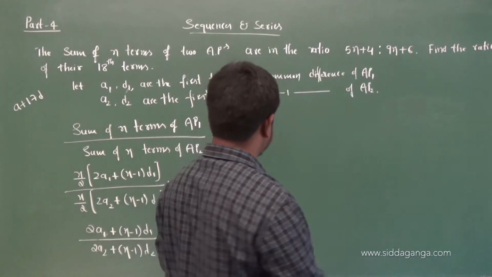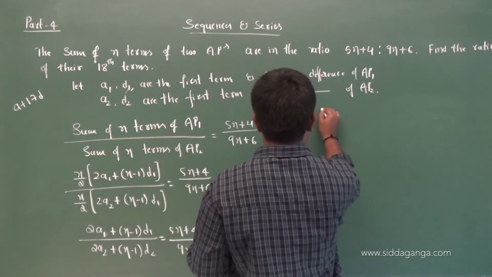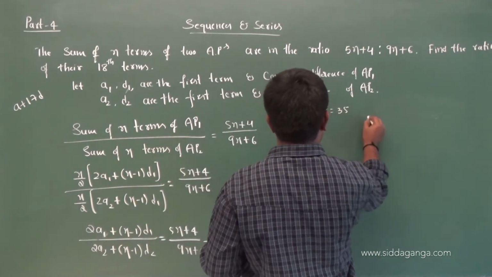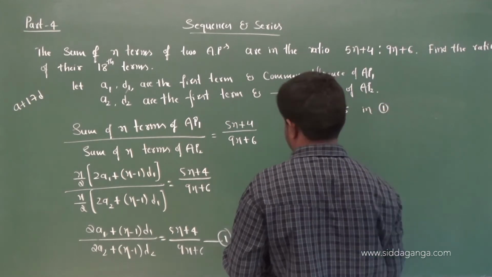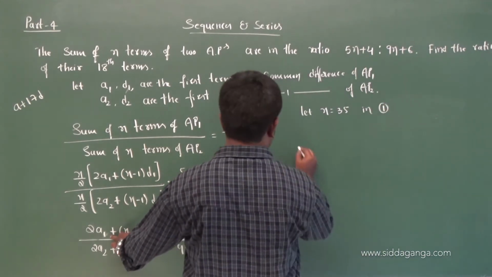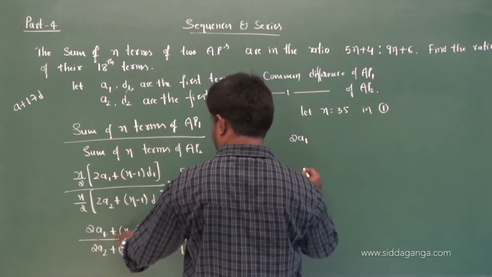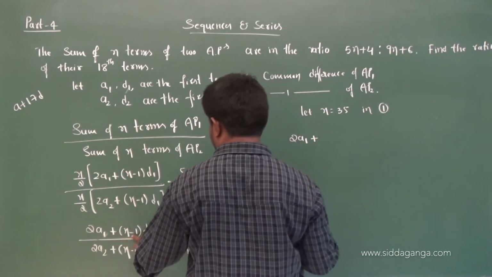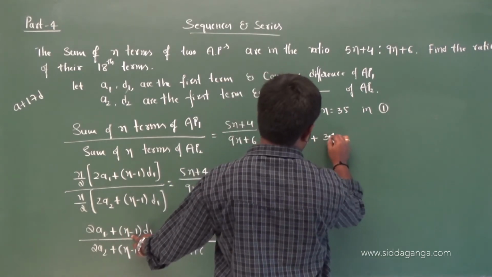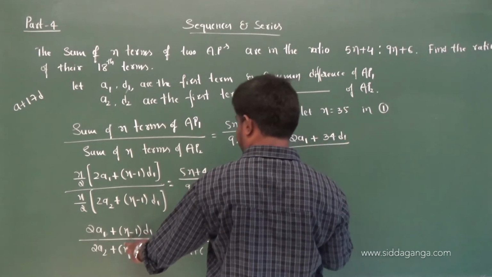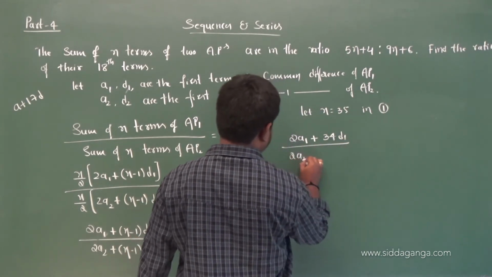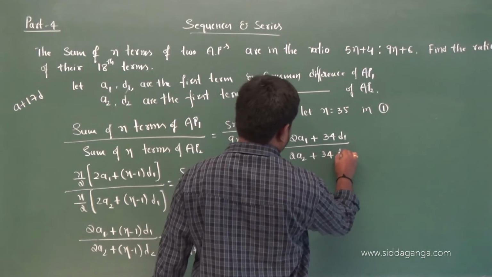So let me take, to get this, let n equal to 35 in equation 1. So what happens now? 2a1 plus n minus 1, that is 35 minus 1, 34d1, divided by 2a2 plus 34d2.